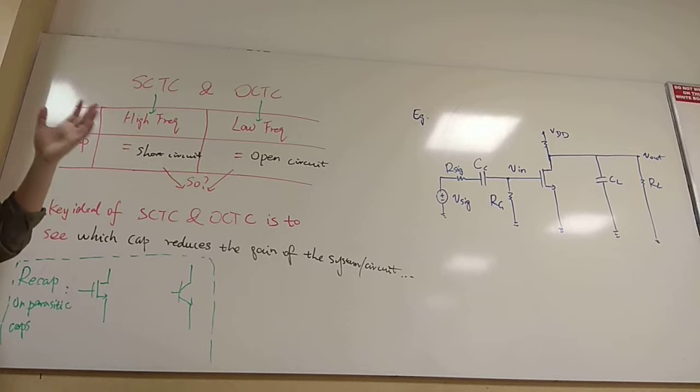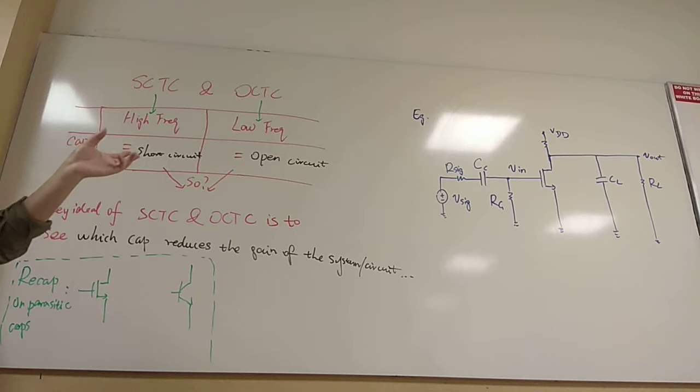Because once you are given a circuit, or a system, there will definitely be an output and an input. If you take the output over the input, no matter how the system looks, you will get your transfer function. And the transfer function is basically the gain. The idea is the same as the gain. So the key idea of these two parts is to see which capacitor will contribute to reducing the gain of this whole system.